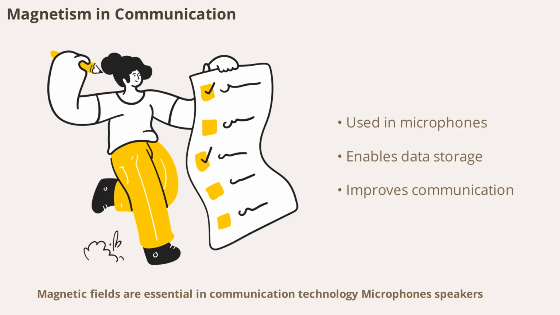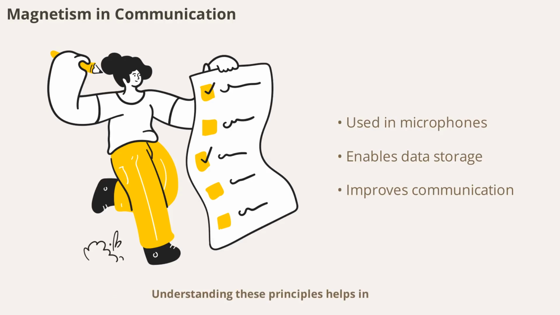Magnetic fields are essential in communication technology. Microphones, speakers, and data storage devices all rely on the interaction between electricity and magnetism. Understanding these principles helps in designing better communication tools and networks.